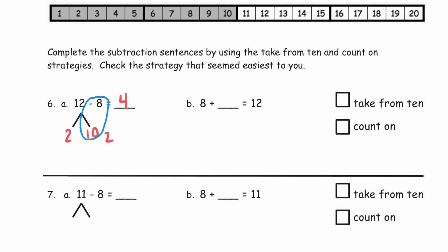All right, now we're going to do our count on strategy. So for our count on strategy, we have to count up from 8 to 12. So let's do that. Let's write down 8 and let's go up to 12. 9, 10, 11, 12. So again, we've got 4. 4 is the same answer. So let's plug that in here.